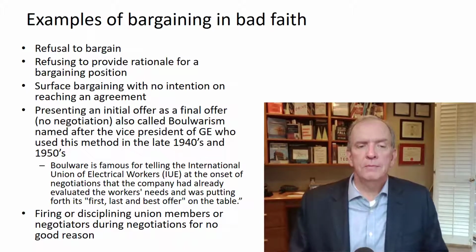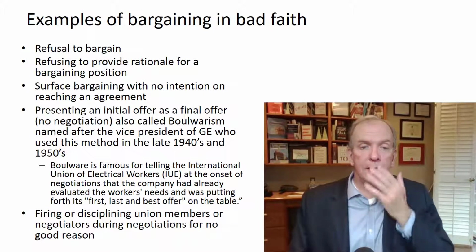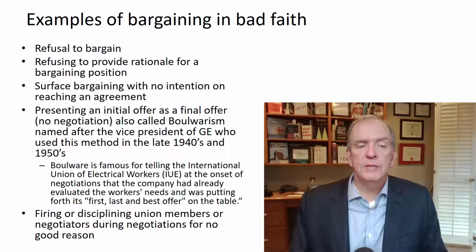Then there is this example that we call Boulwarism, named after the vice president of General Electric, whose last name was Boulware. He used this method in the late 1940s and 1950s, and he was actually quite successful at it. So he would present an offer to the union, and he would say, this is our first offer, this is our best offer, this is our last offer. So take it or leave it. Well, that's not bargaining at all.